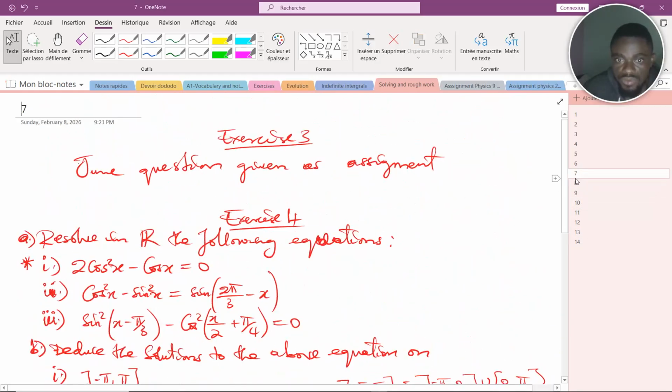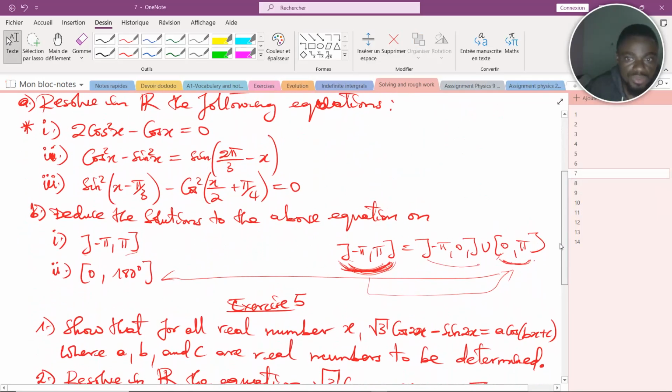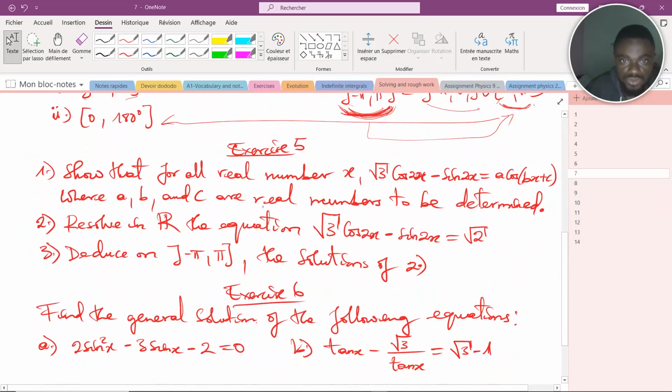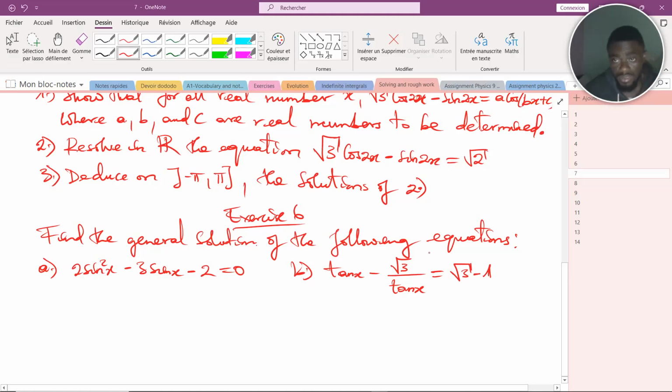You will have to do this question and the B part of them. You also have to do exercise 5 and exercise 6. If you do all of them, I can assure you that you will never have problems again in finding the general solutions or solutions on a given interval of trigonometric functions. So that was all.